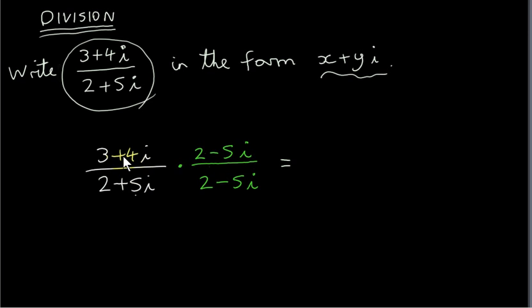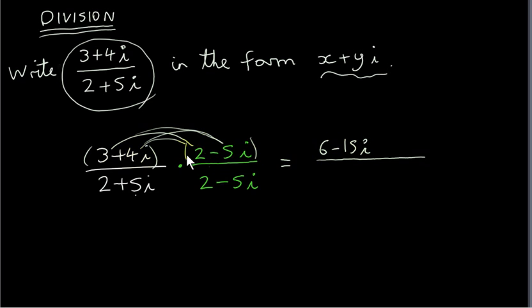Now, I'll multiply the numerators together. You can put these in brackets if you like. So we take the 3 and multiply it into all of this. So this is just multiplication, which you've seen in the previous video. Multiply 3 into this here. 3 2s are 6. 3 times minus 5i is minus 15i. Then we take the plus 4i and multiply it into this. So 4i by 2 is plus 8i. Plus 4i by minus 5i is minus 20i squared.